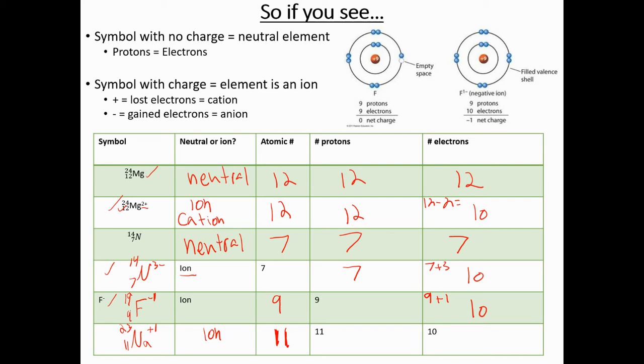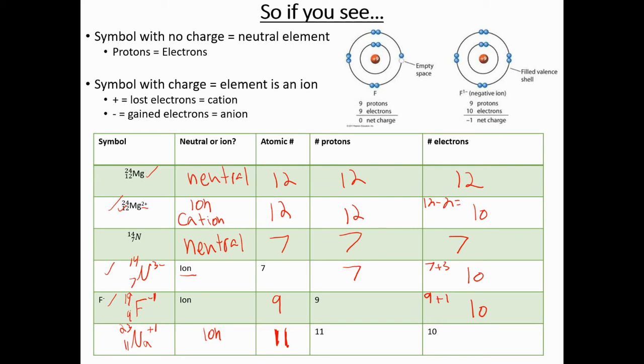So you should be able to identify ions, number of protons, electrons, atomic number, and write standard atomic notations for neutral atoms, but also ions now, and symbols for ions as well. You should also be able to name ions.